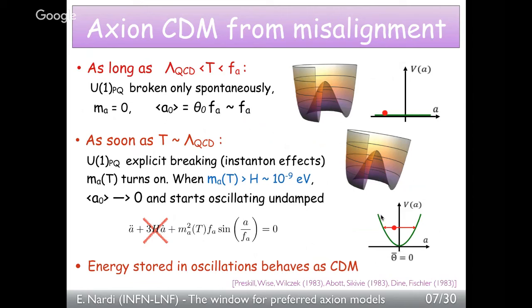Any other place the axion was sitting, it will start rolling down and up, undamped. You can show that the energy stored in this oscillation scales with the scale factor of the universe as a to the third power. So it behaves as cold dark matter. That's the crucial point. Also, the axion is so light, it doesn't scale as temperature to the fourth as radiation, but as temperature cubed.